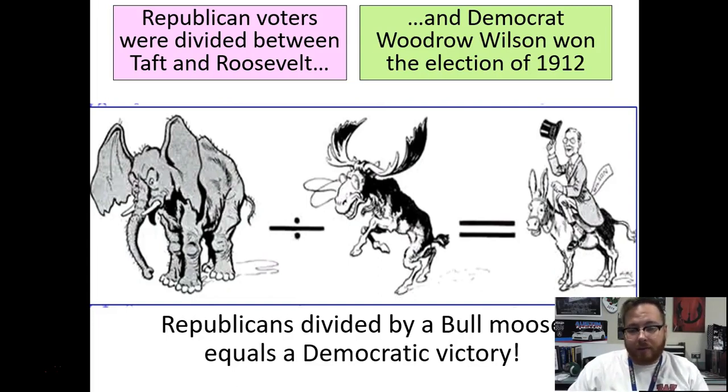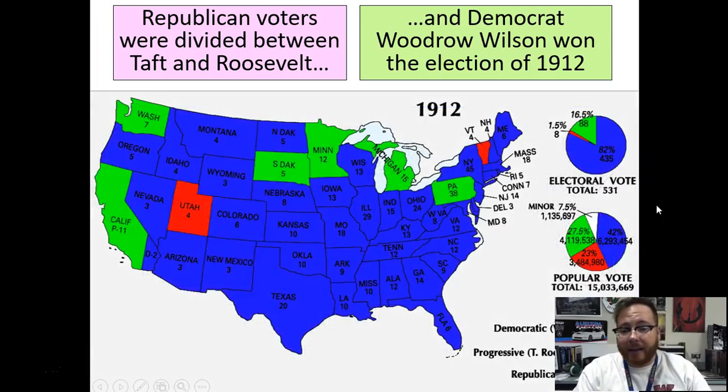This is a comic of the time. It says, "Republicans divided by a bull moose equals a Democratic victory." And here is the election right here. The votes really do speak for themselves.